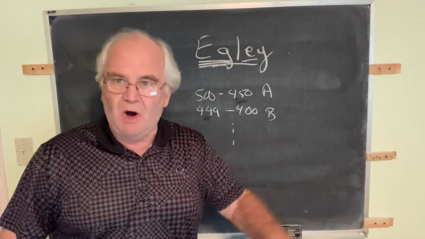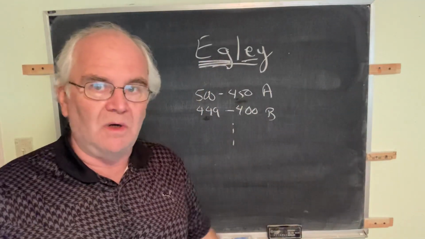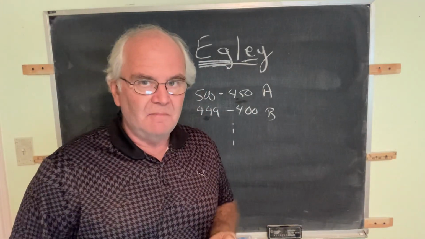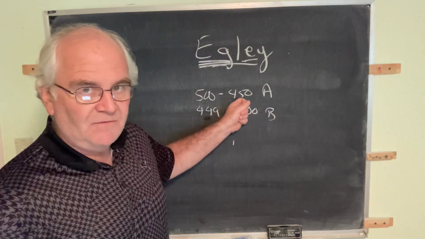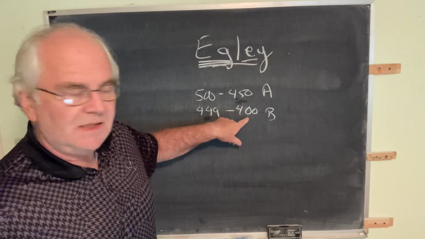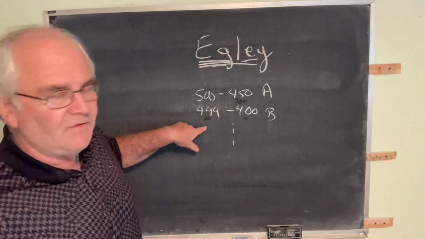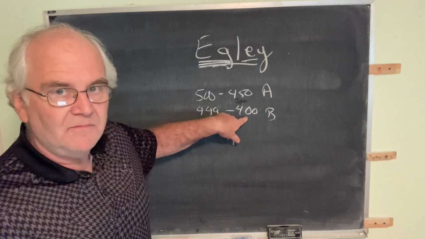I do not know all the mathematics in the world. I'm the first person to admit I don't know all the math in the world, but I can do less than. And I know 449 is less than 450. If your goal is to get a B, then your goal is to get 400 points. If you have 339 points, that is not yet 400.